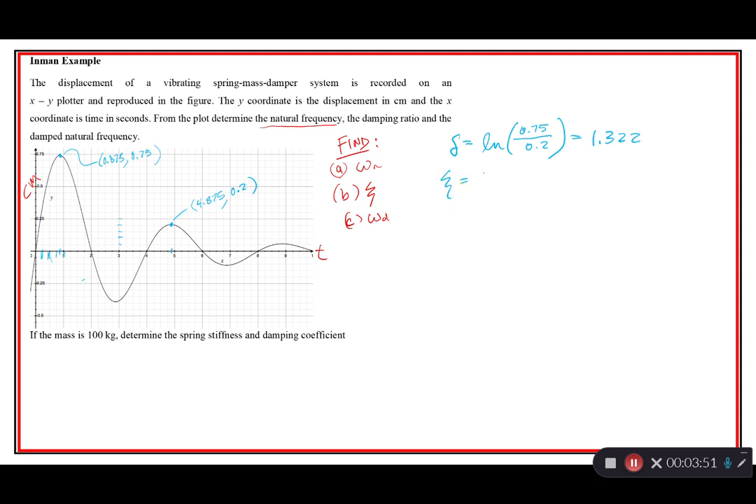So from that, we can get the second one right here. We can get to part B. And that's going to be delta over the square root of 2 pi squared plus delta squared right there. So there you go. That's the damping ratio. We'll put in 1.322 over the square root of 2 pi squared plus 1.322 squared. And we get 0.2059.